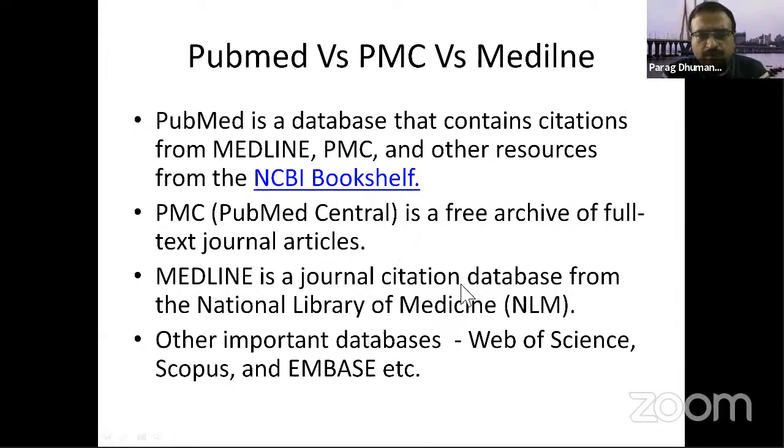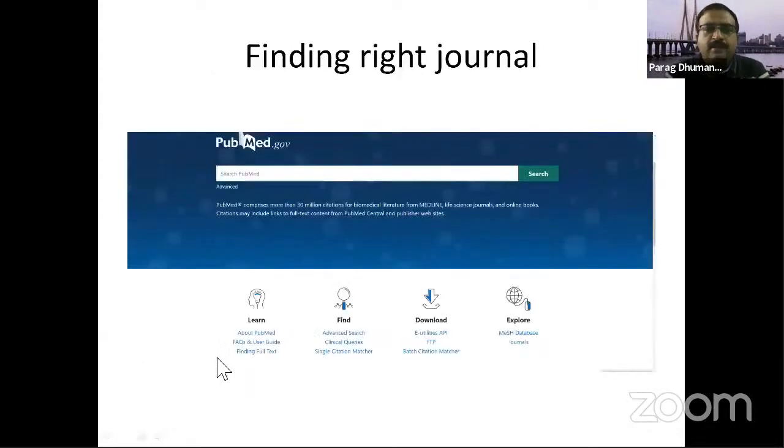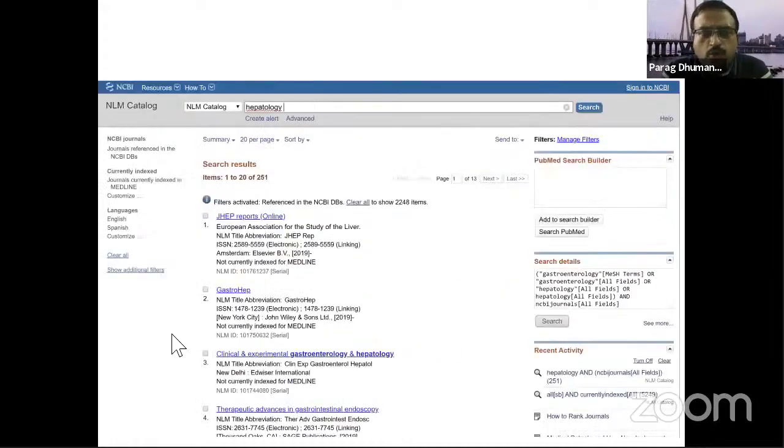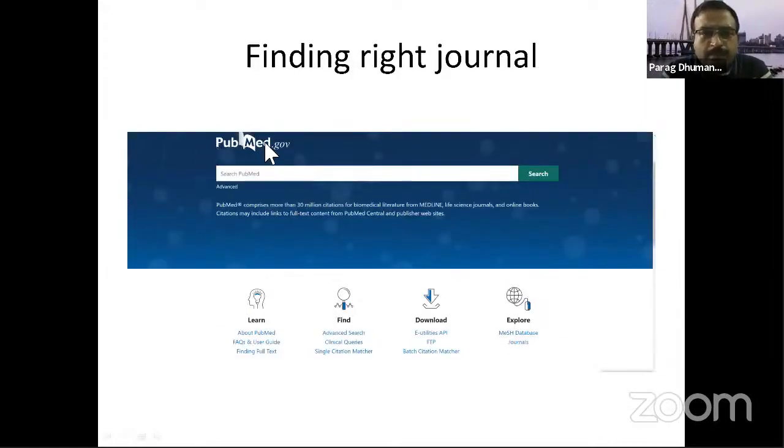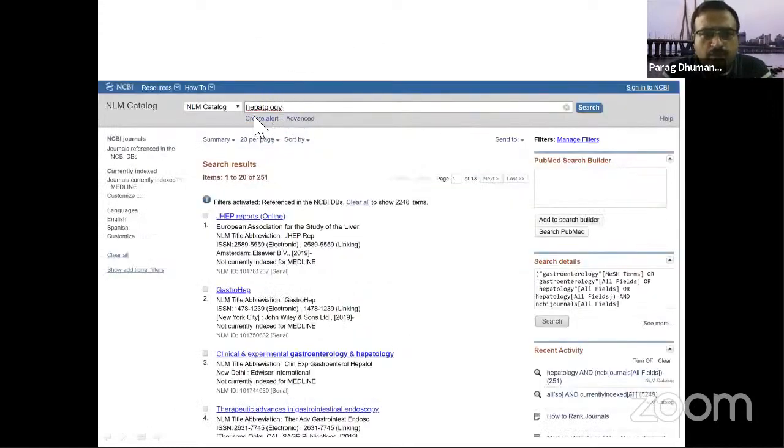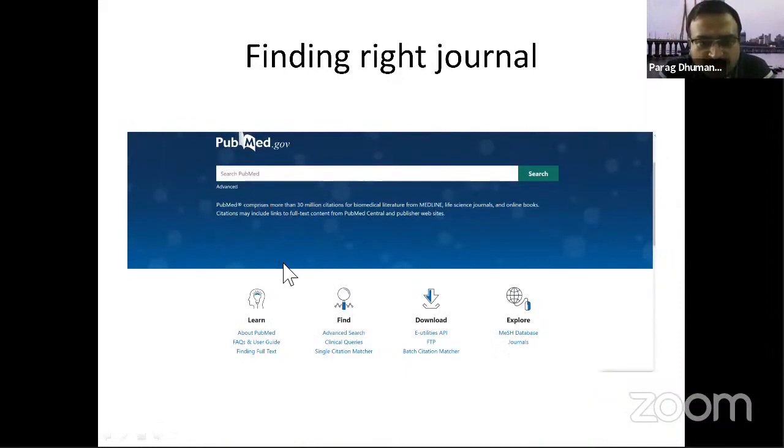There are also other databases like Web of Science, Scopus, Embase. So how to find a journal? You go to this web page, pubmed.gov. You find the name of the topic which you want to find the journals of. You get a list of journals, and to be precise, you have to find journals here. So you click here so that it takes you to only journals.